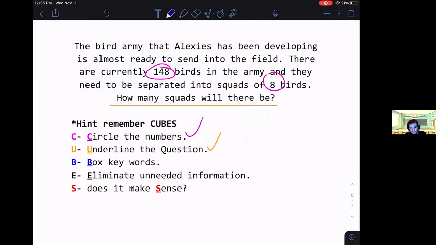Squads. Isn't squads another word for groups? Yeah. Right here it says how many squads. And right here I have the word separated. Isn't separated the same as splitting or dividing? Yeah. So we can guess with reasonable suspicion that we're going to be doing a division problem here.